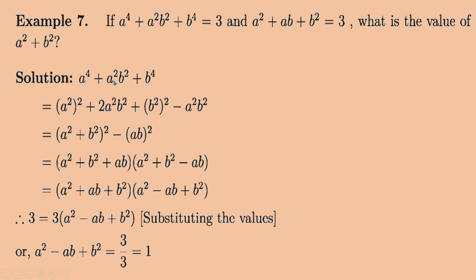Given that a to the power 4 plus a square b square plus b to the power 4 is equal to 3, so left side is 3, and here a square plus ab plus b square is also equal to 3, so this is equal to 3 into this. Now a square minus ab plus b square, we can write 3 by 3, that means 1. Clear? And also given a square plus ab plus b square is equal to 3. Now we'll solve this and this. Now follow next.